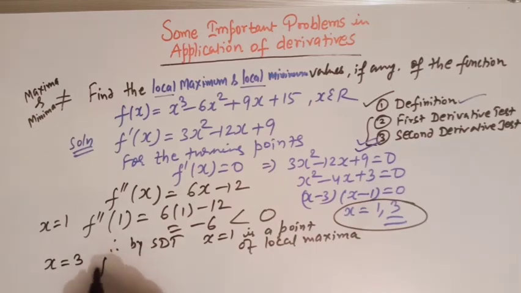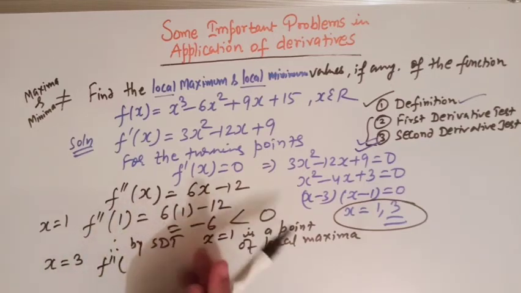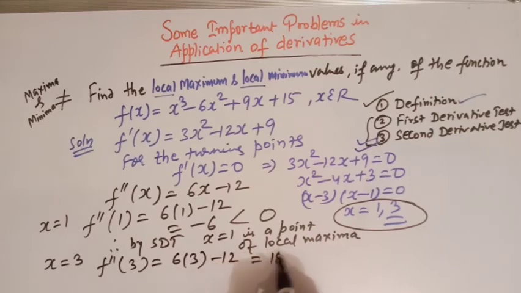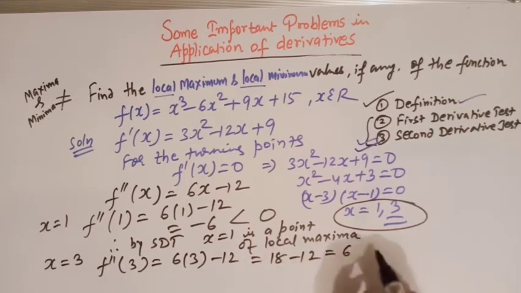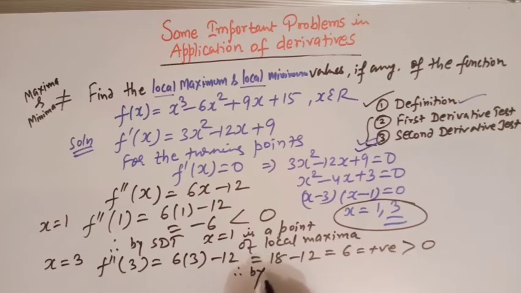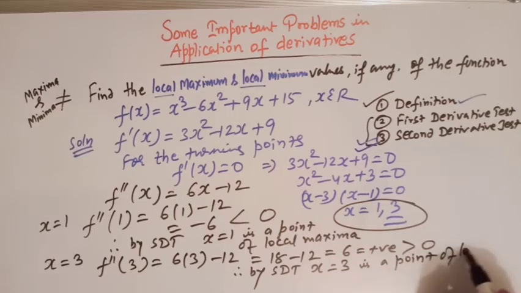Okay, now let us take x equal to 3, right? Now substitute x equal to 3 in the second derivative. So f double prime of 3 is 6 times 3 minus 12, this is 18 minus 12, which is 6, and this is a positive quantity, so it is greater than 0. So therefore by the second derivative test, x equal to 3 is a point of local minima, right?